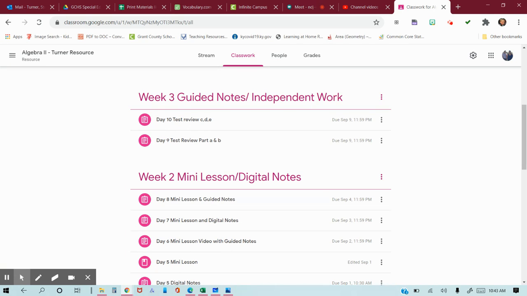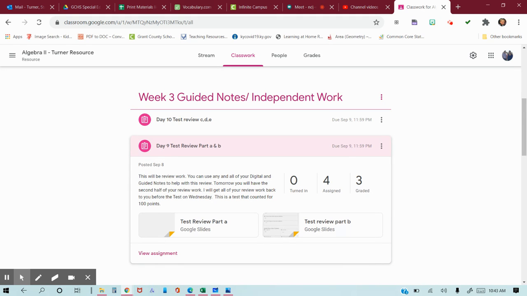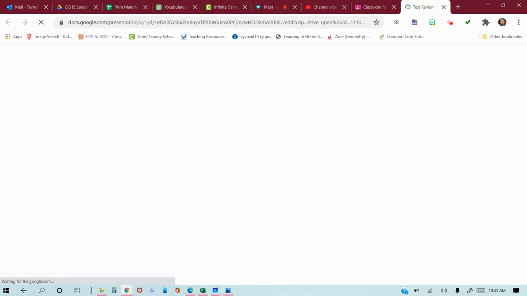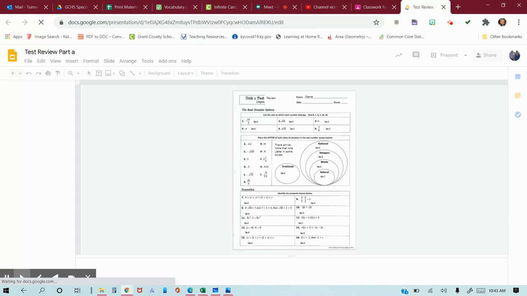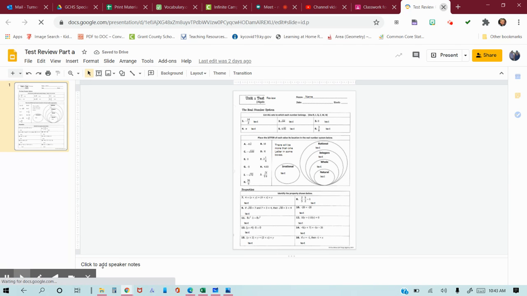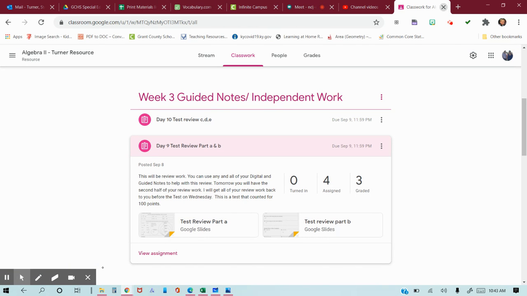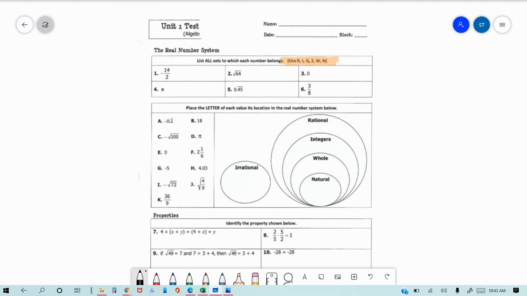Okay, so it's under week 3, guided notes, independent work. When you go under day 9, it is test part A. Okay, and then you should be able to find your version of it. Isaac, are you ready?